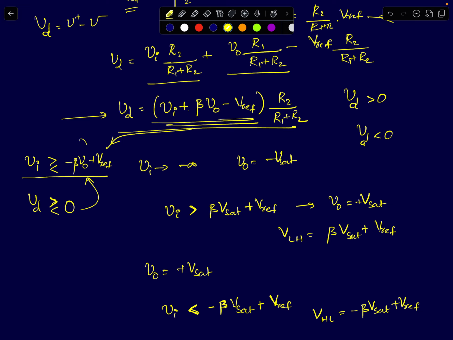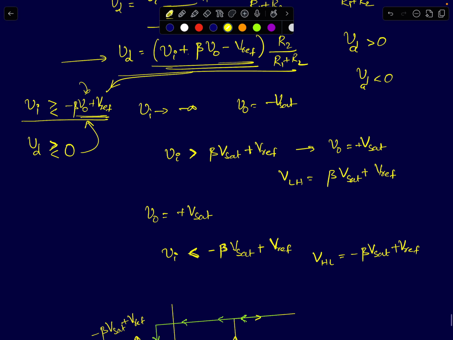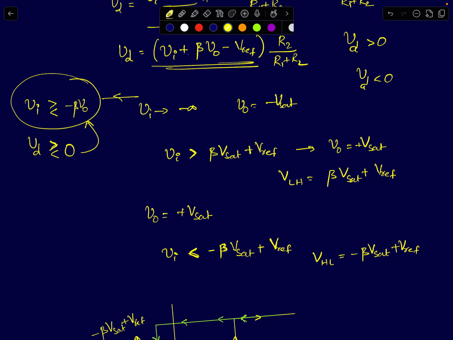So if your V0 is plus Vsat, the high to low threshold voltage will be minus beta Vsat plus Vref. And if your V0 is minus Vsat, the threshold voltage will be plus beta Vsat plus Vref. Again, I'm not analyzing the circuit. All I'm trying to show you is that previously, when Vref was connected to ground, the transition points happened when Vi was greater than or less than minus beta V0. Then your output will go to plus Vsat or minus Vsat.